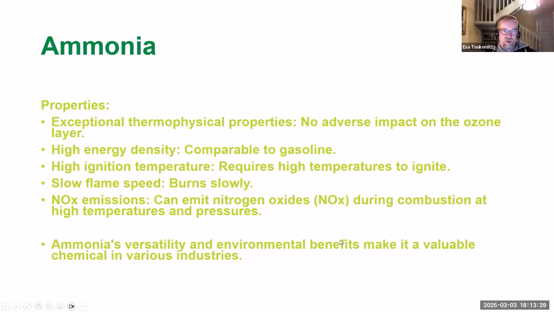High ignition temperature relates to combustion, but I'm not an expert in engines, so the same with the slow flame speed. I don't know if it's a good or bad thing in principle. NOx emissions, that's maybe not a good thing, but there are techniques to cut NOx emissions, and at least in modern diesel engines there are several techniques for how the NOx levels can be reduced.